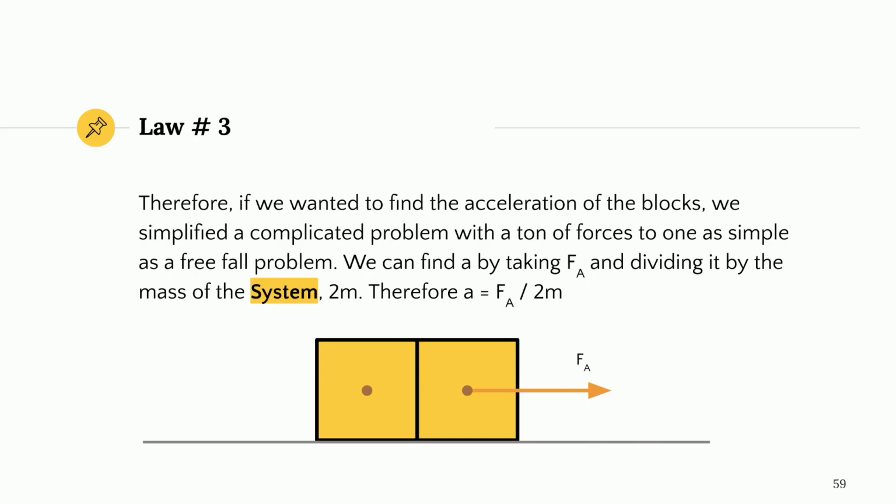Just one force. We can find A by taking F of A and dividing it by the mass of the system, 2m. The reason why is we have two blocks and they both have a mass of m. Therefore, A equals F of A divided by 2m. It is also important for physics to be able to relate variables without putting in numbers. So right now, we just know that the acceleration is going to be equal to the force applied divided by 2 times the mass of each.